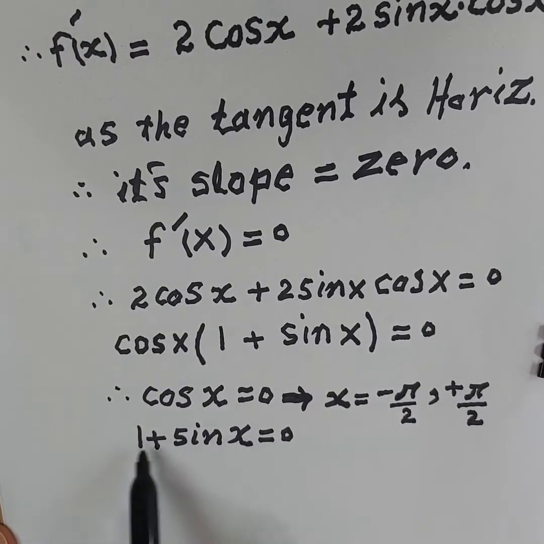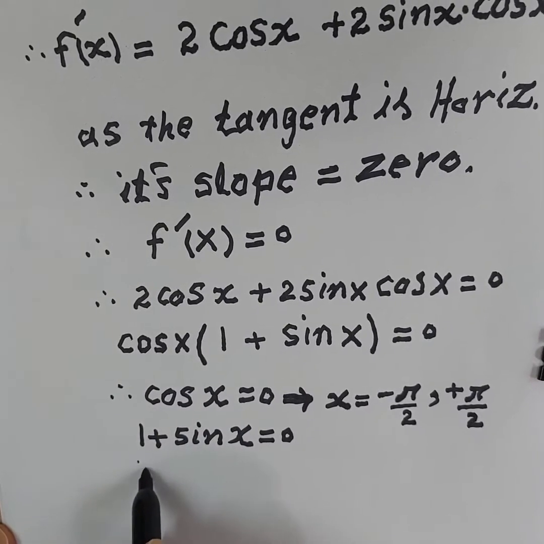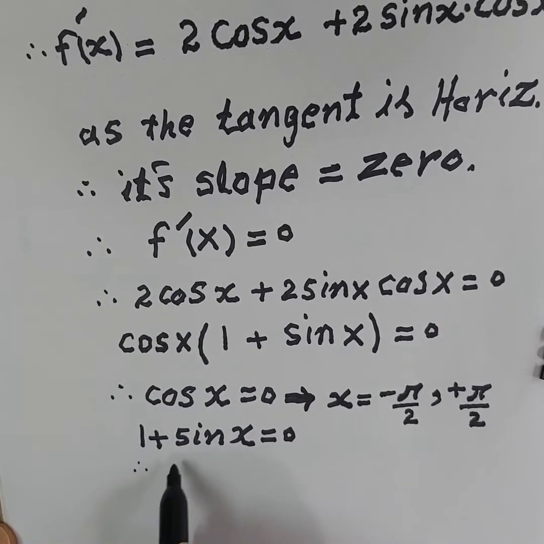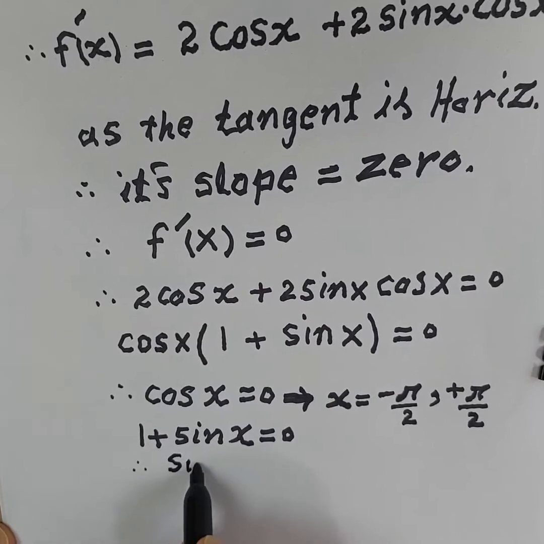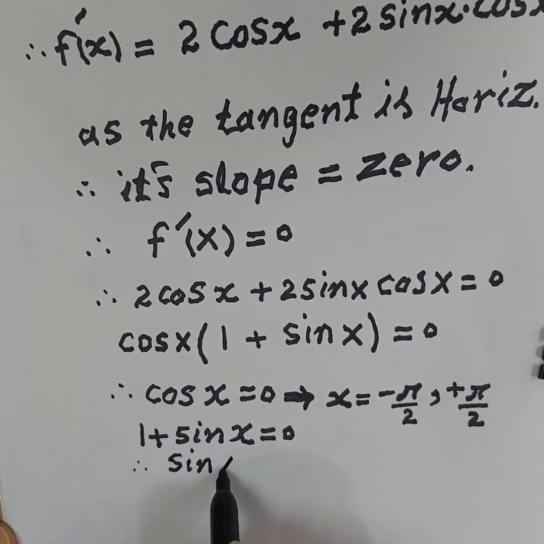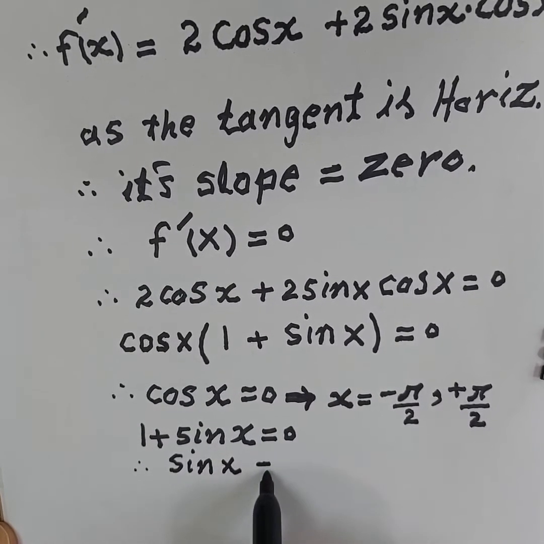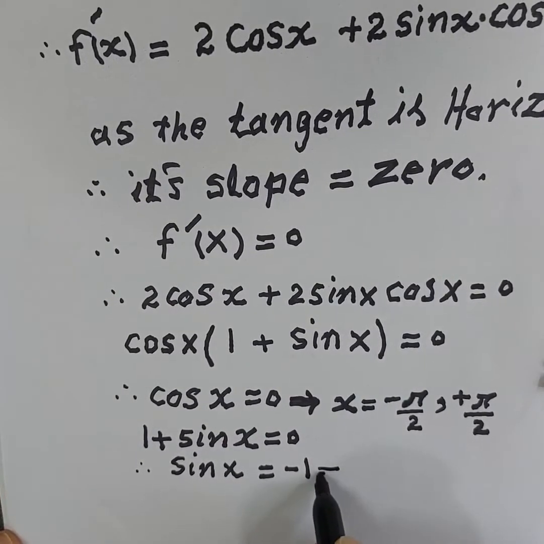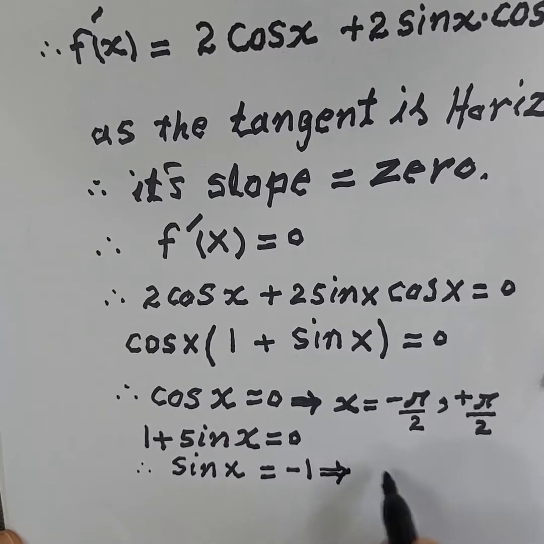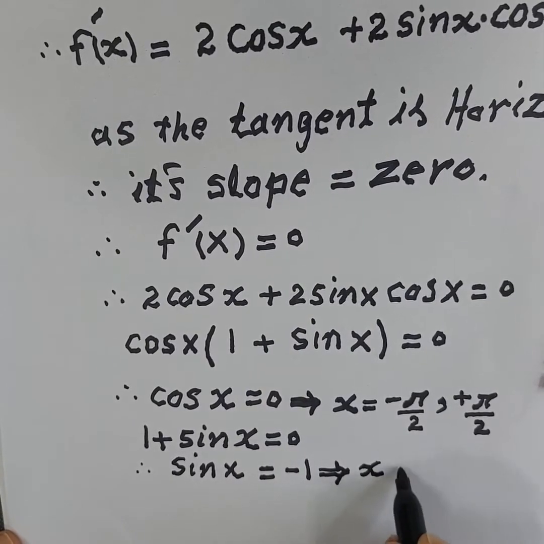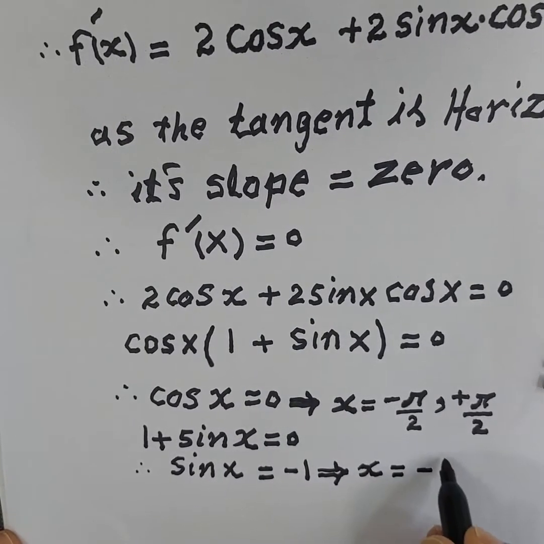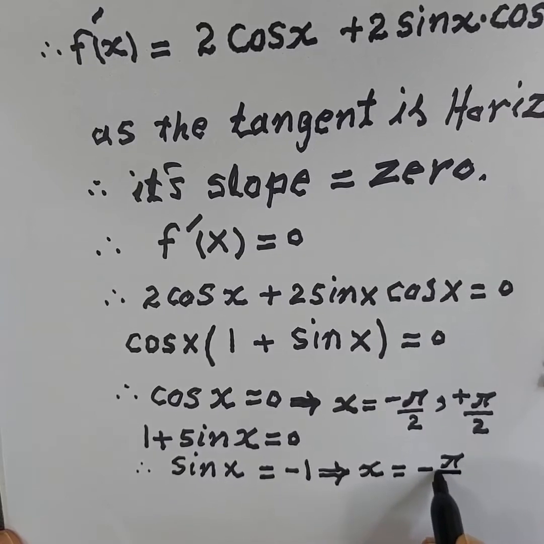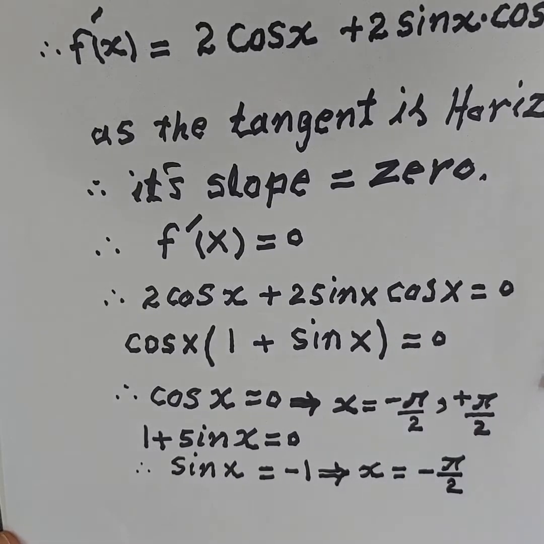For this equation, we said by moving 1 to the other side, it will be sine x is equal minus 1. And we also have one answer. x is equal minus pi over 2.